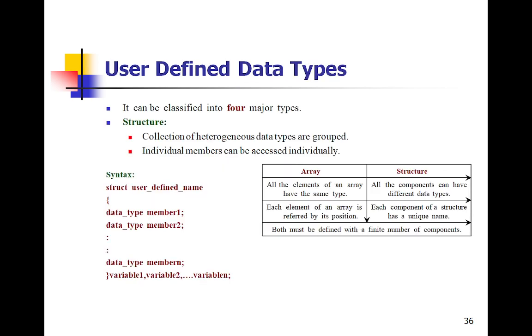And user-defined data types, it means that they can be classified into four major types. It's structure, union, arrays. We are already familiar with the array concept. So what is meant by array?